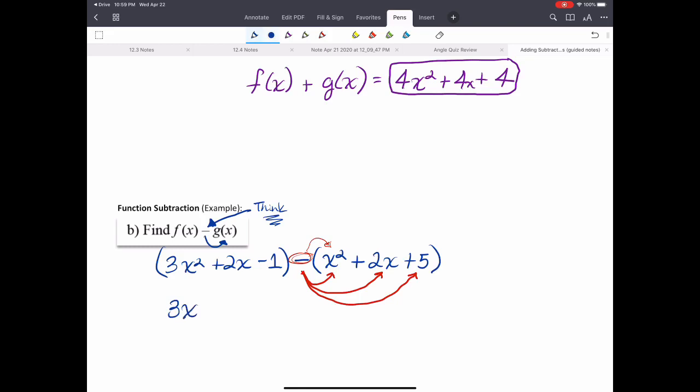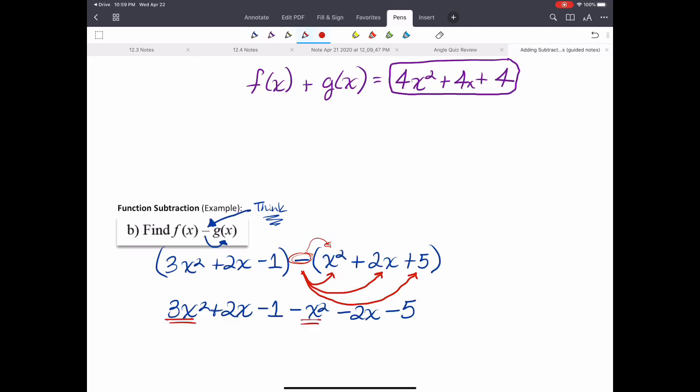So I'm going to leave the first function alone. It doesn't work backwards, you know that. And then we're going to distribute the negative into x squared, which makes minus 1x squared. We're going to distribute the negative into plus 2x, which makes minus 2x. And same thing for the 5: plus 5 turns into minus 5.